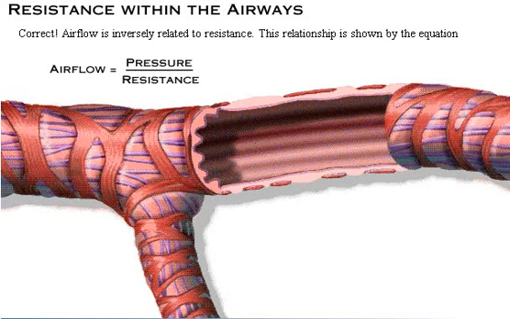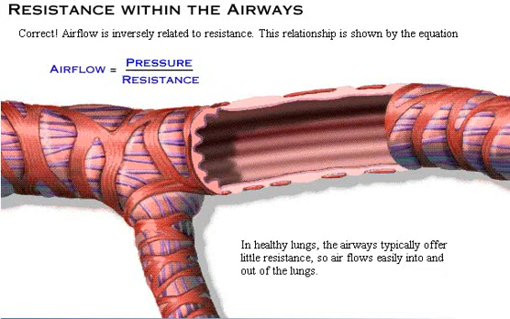This relationship is shown by the equation airflow equals the pressure difference between atmosphere and intrapulmonary pressure, divided by the resistance. As the resistance increases, the airflow decreases. By the same token, as the resistance decreases, the airflow increases. In healthy lungs, the airways typically offer little resistance, so air flows easily into and out of the lungs.